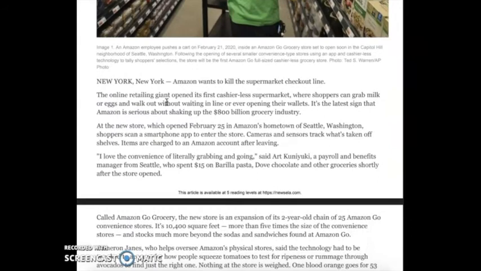Amazon wants to kill the supermarket checkout line. The online retailing giant opened its first cashierless supermarket where shoppers can grab milk or eggs and walk out without waiting in line or ever opening their wallets. It's the latest sign that Amazon is serious about shaking up the $800 billion grocery industry.